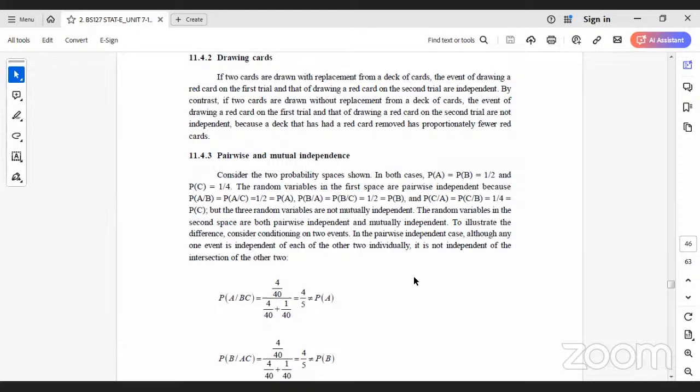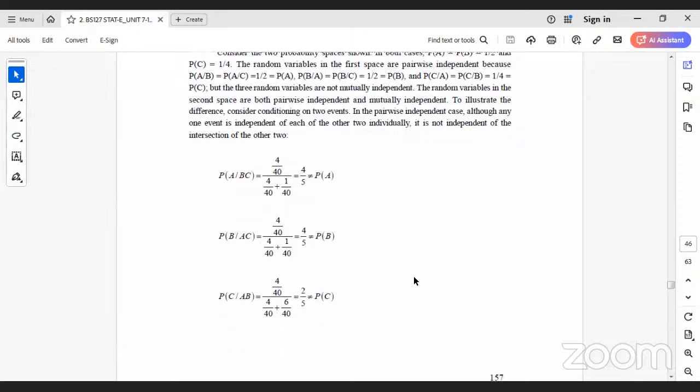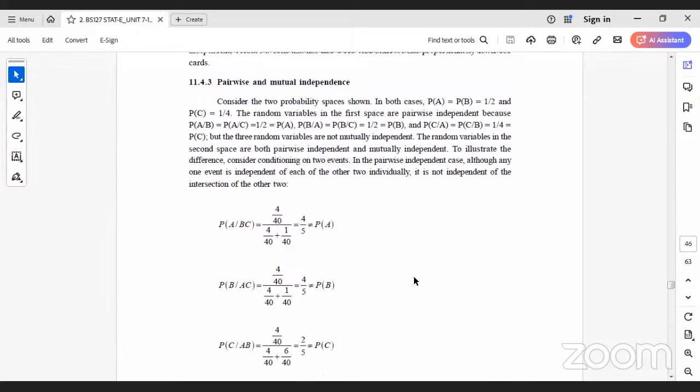To illustrate the difference, conditioning on two events: in the pairwise independent case, although one event is independent of each of the other two individually, it is not independent of the intersection of the other two. P(A|C). Check correctly once and total it up.